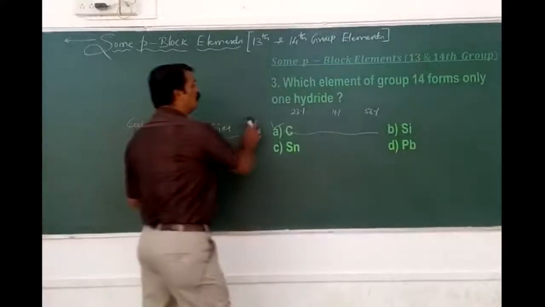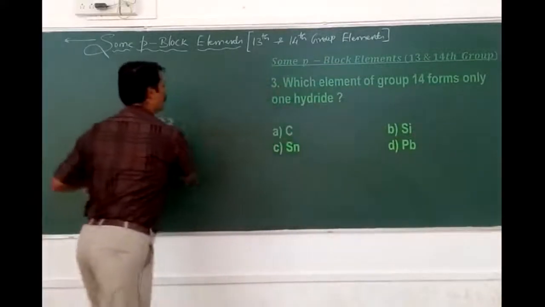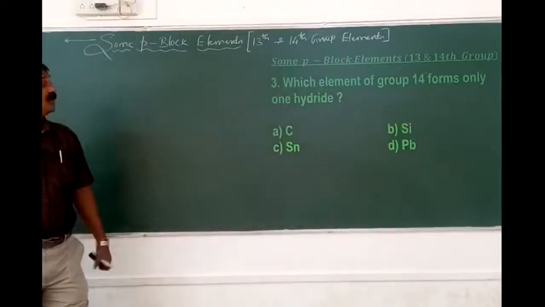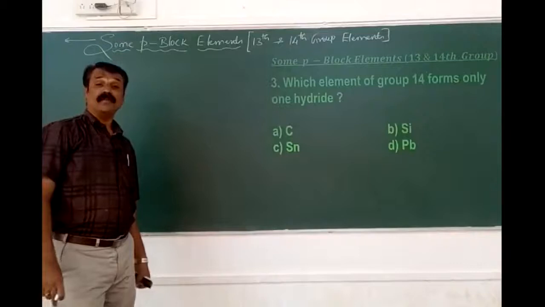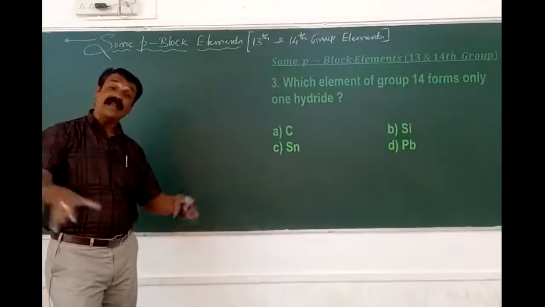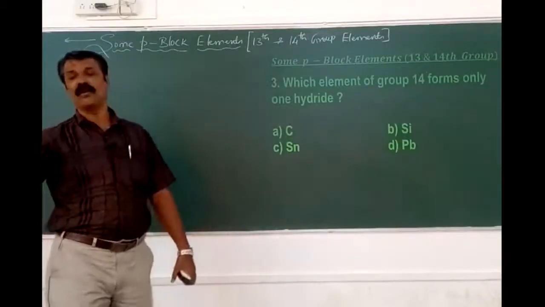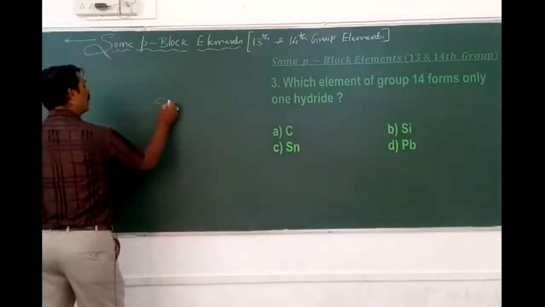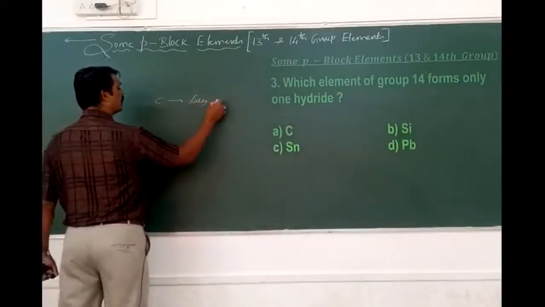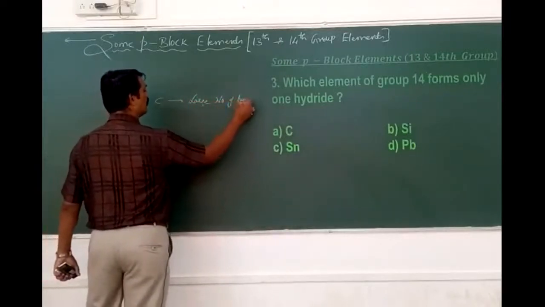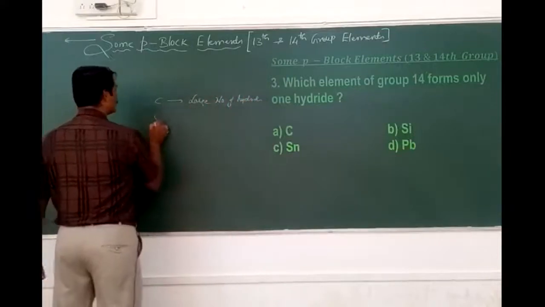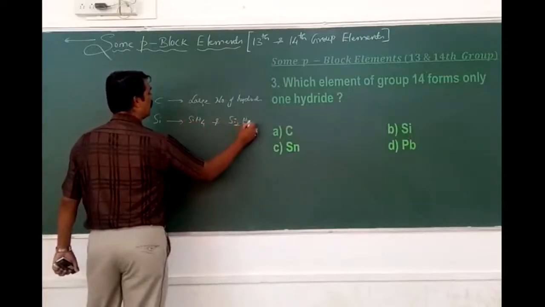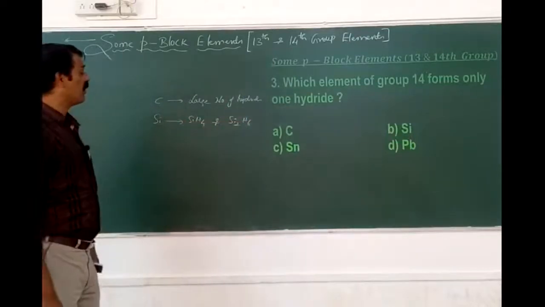Which element of the group 14 elements forms only one hydride? So carbon, we know that the name itself, hydrocarbon, means all are hydrides of carbon. We can have innumerable carbon hydrides. Carbon has a large number of hydrides, whereas silicon has silicon tetrahydride and then disilicon hydride, or simply the trihydride.